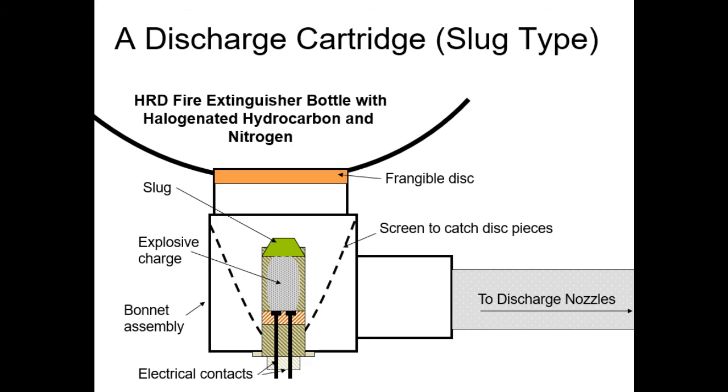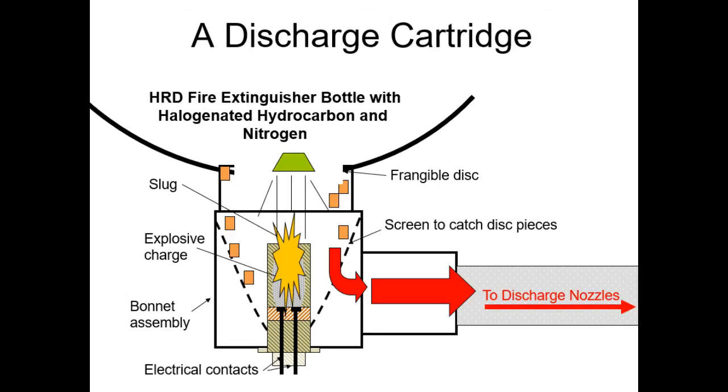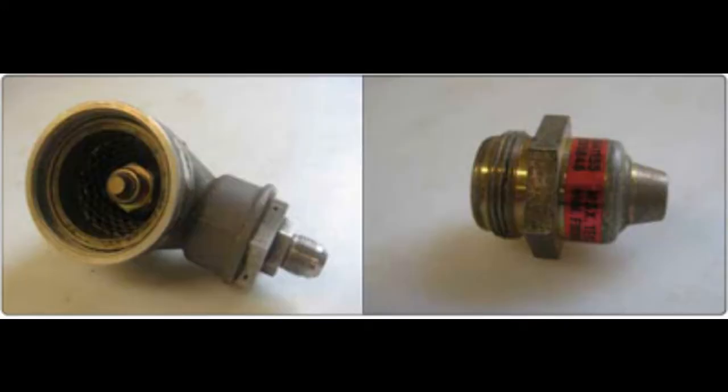Here you can see the slug type in this slide. You can see how it releases that agent into our plumbing and out to our discharge nozzles. The service life of the squib cartridge is calculated from the original equipment manufacturer date stamped on the cartridge. Service life is usually in terms of hours below a temperature limit, or in years from installation and storage. This was another common job I would do, is remove these squibs and replace them if they required it.